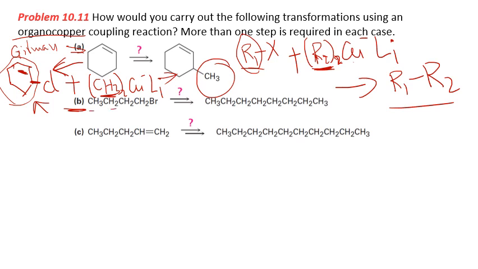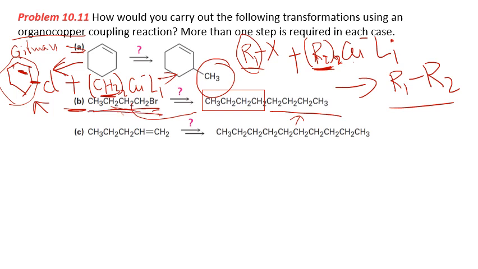The reactant has 4 carbons with a bromine, so that's the alkyl halide. The product actually has 8 carbons, so 4 of them must come from this alkyl halide. The other 4 must come from a Gilman reagent. So we already have one reactant, the alkyl halide. We need another one, the Gilman reagent. So the question now is, how do you make a Gilman reagent?